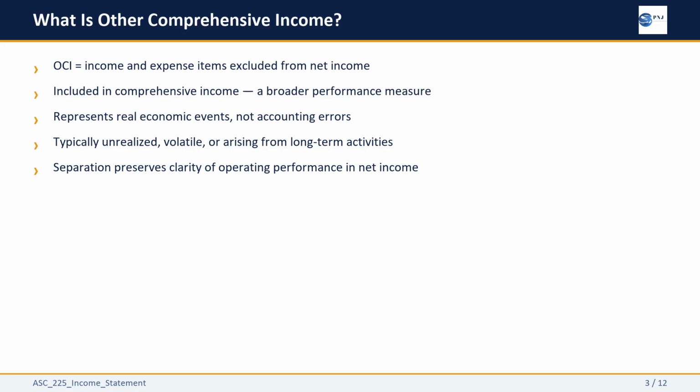Here is the fundamental question. If something is income or expense, why would GAAP keep it out of net income? The answer is about signal quality. Net income is meant to reflect operating performance, decisions management made during the period. Some economic events, like currency swings on foreign subsidiaries or pension actuarial estimate changes, are real but largely outside management's day-to-day control. If these flowed through net income, they would introduce noise that makes trend analysis harder. So GAAP routes them through OCI instead, still captured in comprehensive income, but clearly separated.